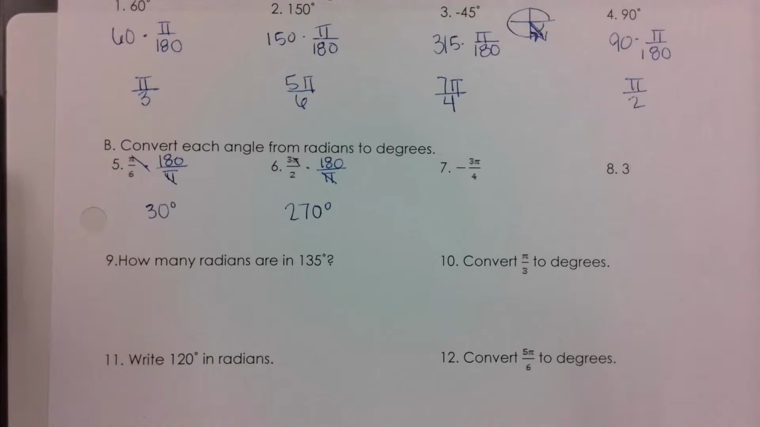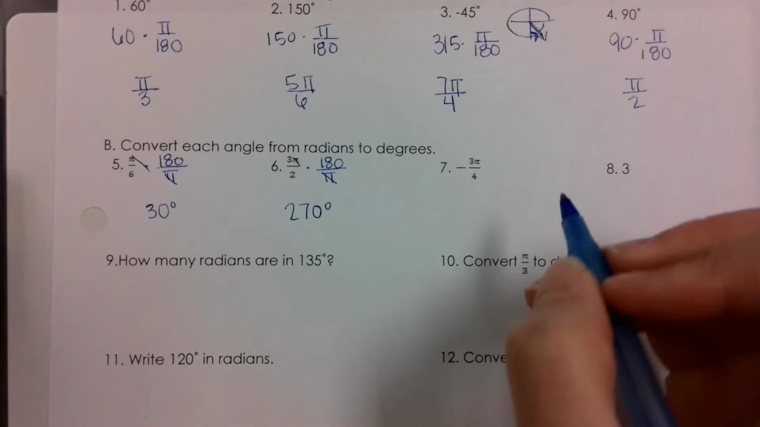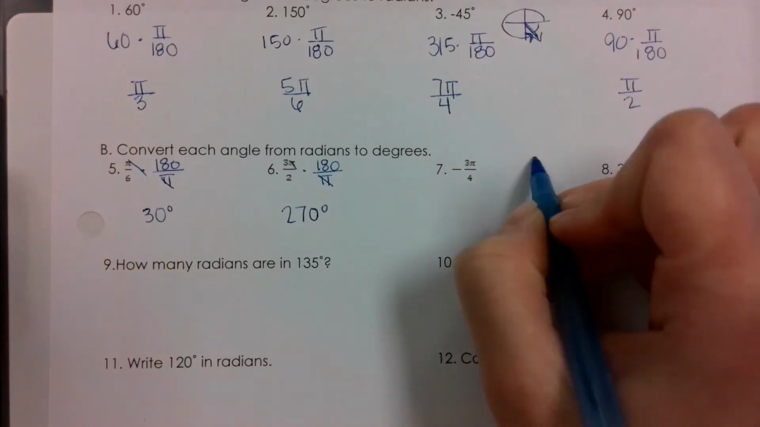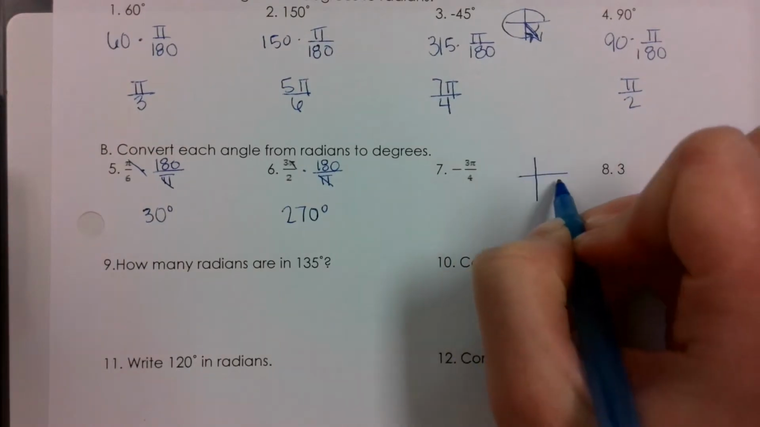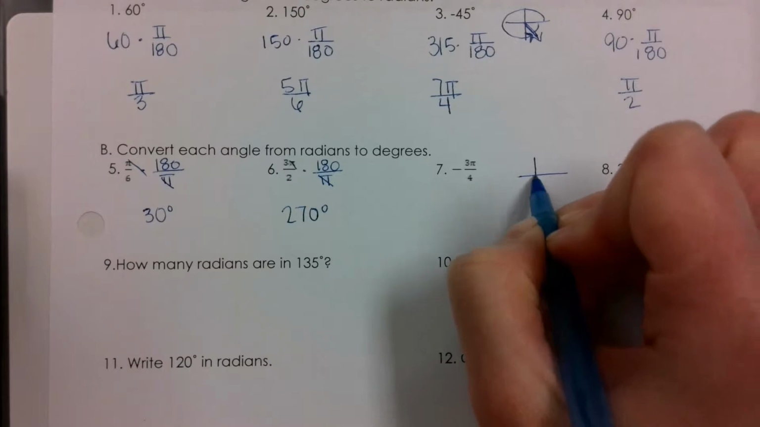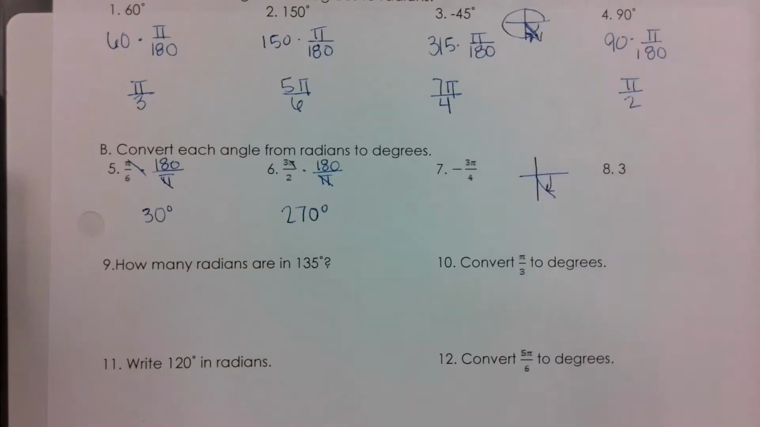So for the next one, we've got a negative angle again. Instead of going around like normal, it's going to go backwards. So we need to figure out what angle that would be since it's gone backwards instead. So 3 pi over 4.